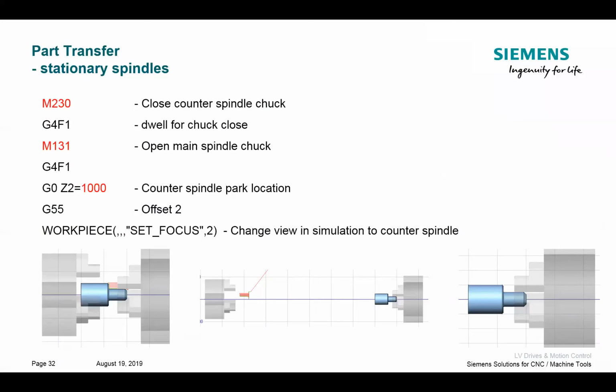Once I've grabbed the part, now I have to think about, well, what's my next step? All right, so the next step is probably open up the main spindle, hence why I'm giving it an M131. Give it a slight delay to make sure I don't start pulling on the part before the jaws have released. And then I'm going to wrap it back to my Z2 of 1000, and that is my park position.